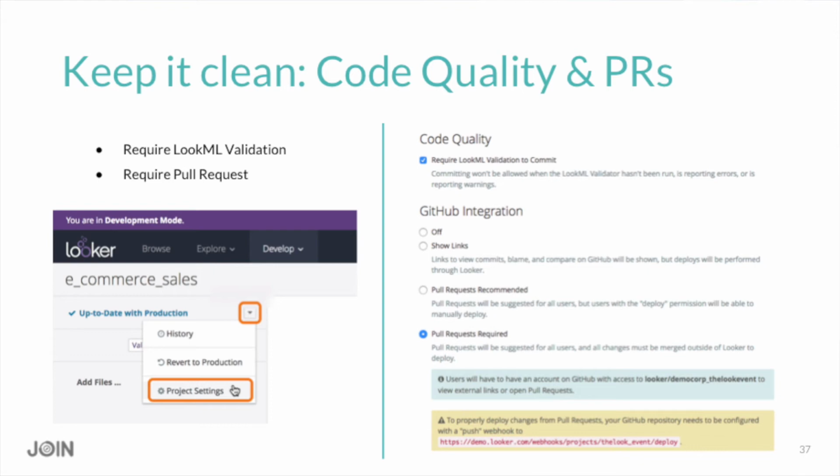And so the last thing I want to talk about here is just keeping code clean. Just a couple suggestions here. In your LookML projects, you can set up the project settings for code quality review, and if you use GitHub, pull requests. So I very much want to recommend checking code quality, require LookML validation to commit, right? We don't want anybody committing bad code. There's no need for that. That's just going to add to your instance. It's going to make it bloat, right? There's no reason to be committing bad code.